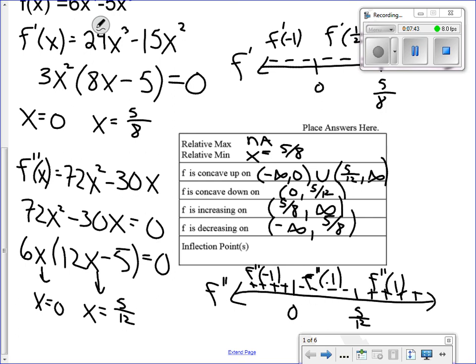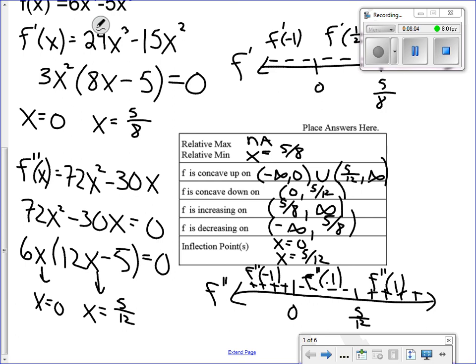Points of inflection occur whenever the second derivative changes sign. So that happens at x equals 0 and x equals 5 twelfths. So that's the information I'm looking for. You don't on this have to give me the y coordinates of the points of inflection and the relative extrema. So now the only other thing left to do on this first one is graph it.